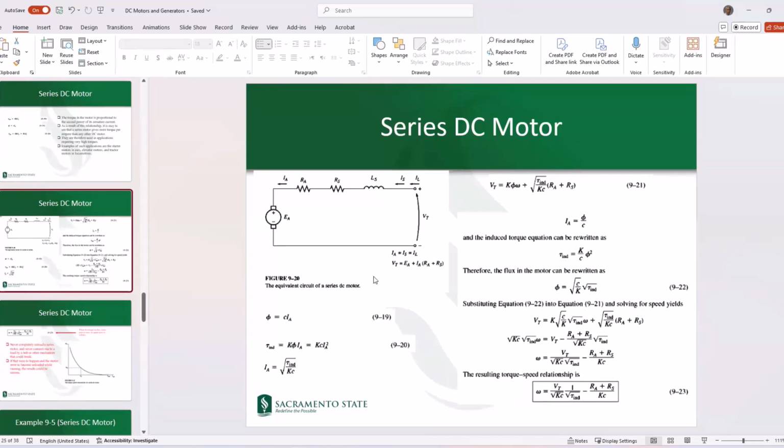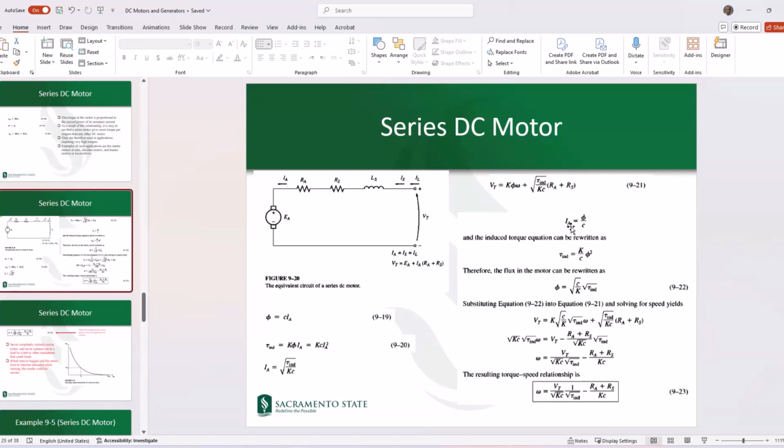Now let's go a little bit into the equations of the series DC motor. We saw that phi was C times IA, and tau induced was Kc IA squared. Through here, IA is found to be the square root of tau induced over a constant, Kc is a constant. And we know that through this circuit, Vt should be EA plus IA times (RA plus RS). So instead of EA, we put its equivalent in here. Vt would be, instead of EA, K phi omega. Instead of IA, we put its equivalent from here.